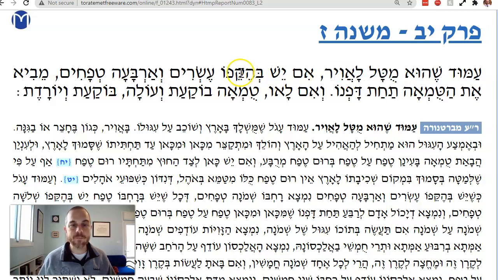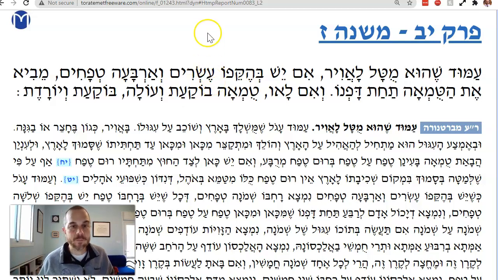Im yesh behekefo 24 tefachim. If it has a circumference of 24 tefachim, meviyat tumah tachat dofno. Then it can transfer tumah under its dofin, its wall, meaning under its circumference. Ve'im lav, and if not, tumah bokat ve'ola bokat v'yorad. Then the tumah protrudes, goes up and down, but doesn't transfer. I mean, is it an ohel or not?